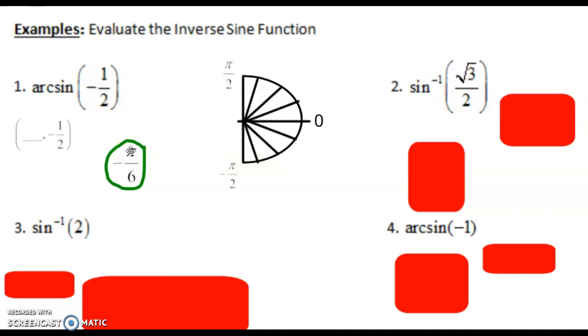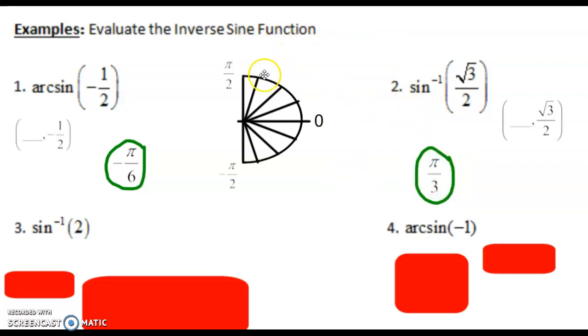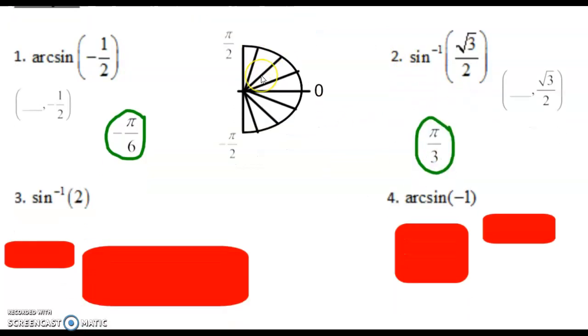You got these answers correct. Number 2 is pi over 3, number 3 is no solution, and number 4 is negative pi over 2. So here's the reason why. Again, when we're finding the inverse sine of root 3 over 2, we're looking for what angle measures have a y value of root 3 over 2. That is happening up top here at pi over 3. So we do not need to change that angle measure because it's already in quadrant 1.